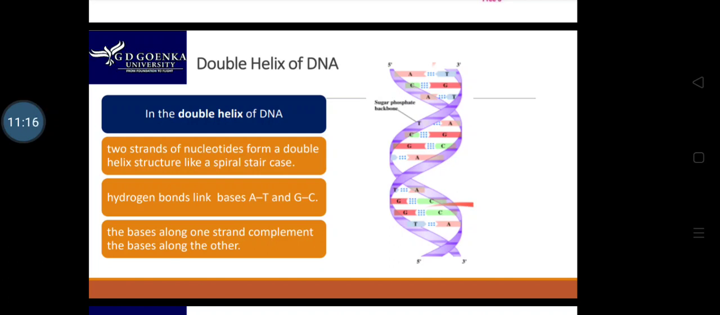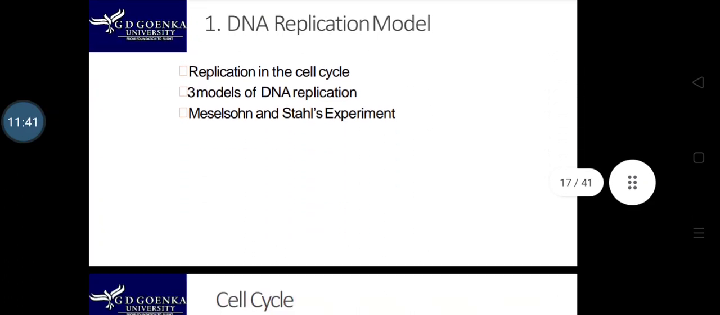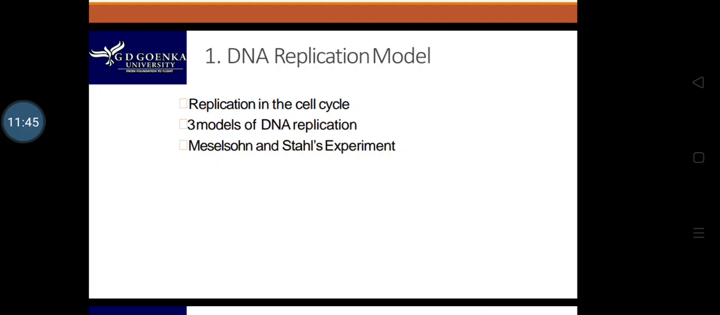There are two hydrogen bonds between adenine and thymine, and three hydrogen bonds between guanine and cytosine. A is always linked to T and G is always linked to C. So we can say the bases of one strand are complementary to the bases of the other strand. This DNA model of replication we will study in the next class.